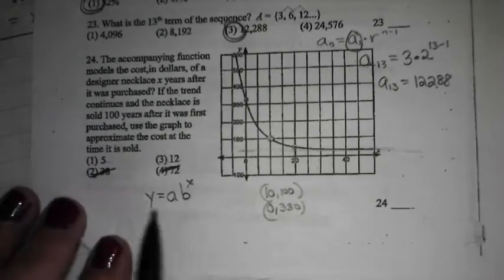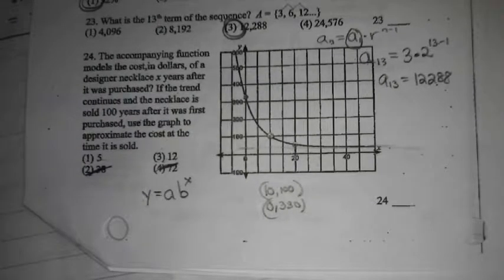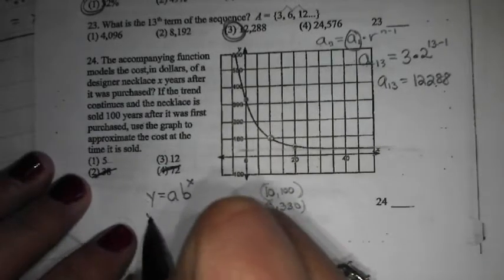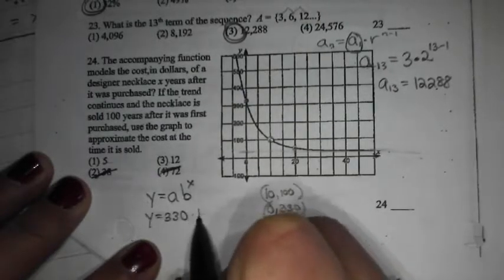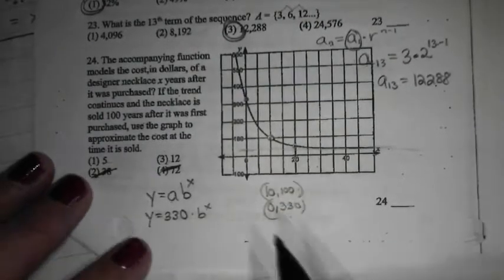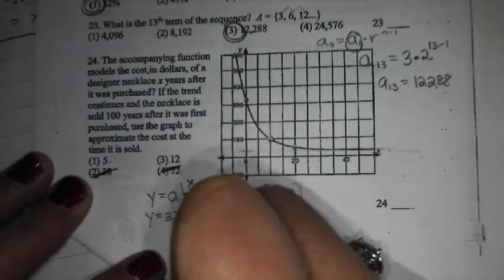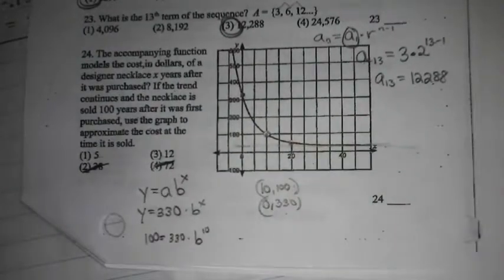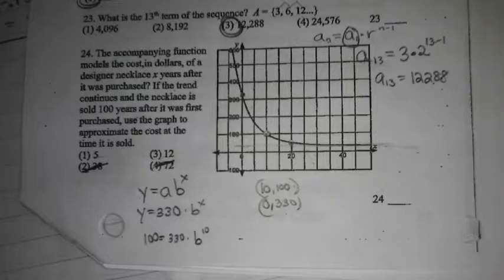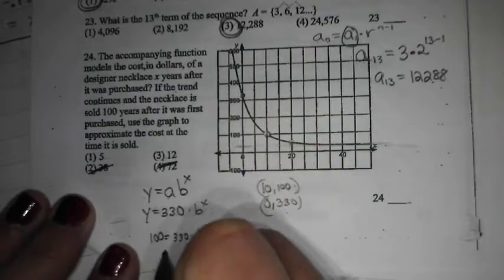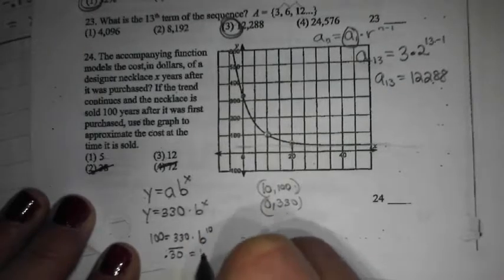If I know the y-intercept, which variable do I already know? Which one? Nope. B is the rate, the kind of the rate of decay or rate of growth. The y-intercept is your a value. And then I can use this other point, 10, 100, and I can plug that in and see what B would be. So 100, I'd have to divide by 330. And that would give me 0.30 repeating equals B to the 10th.